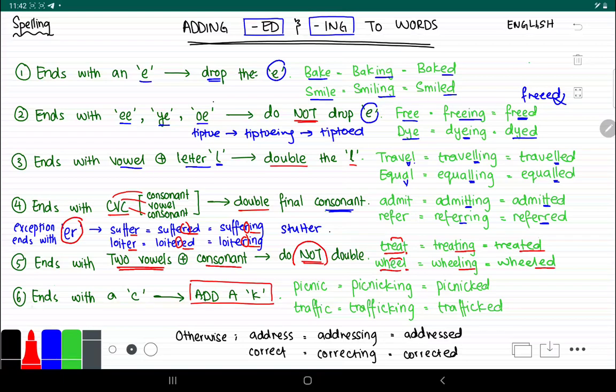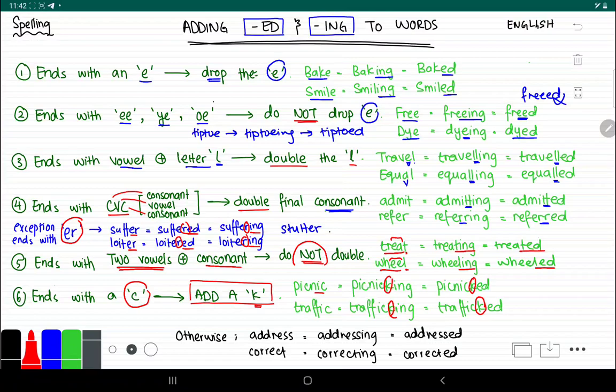Something you have to pay attention to is what if the word ends with the letter C? In this case, we have to add a K before adding our ing or ed. For example, the word picnic becomes picnicking and picnicked with a K, as well as the word traffic becomes trafficking and trafficked with K attached to it.